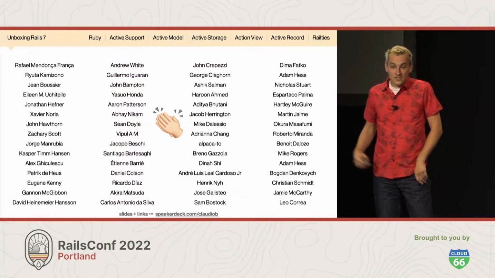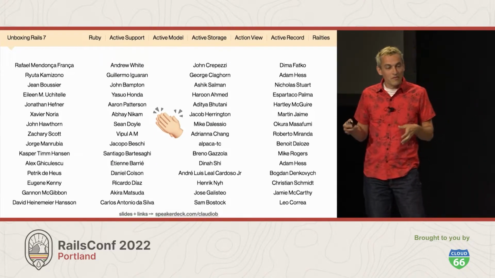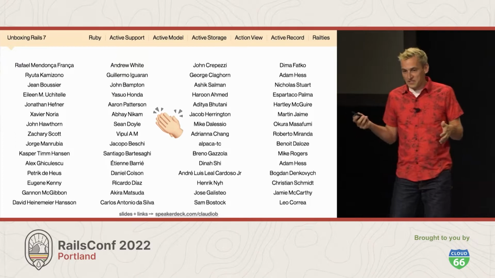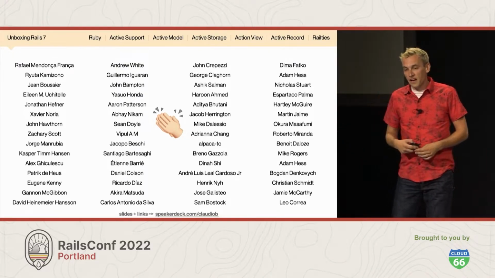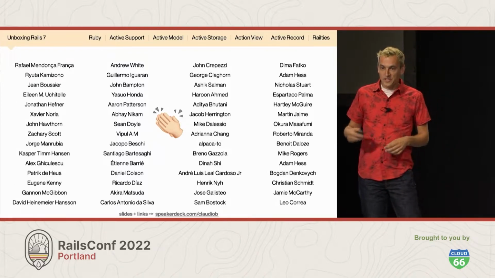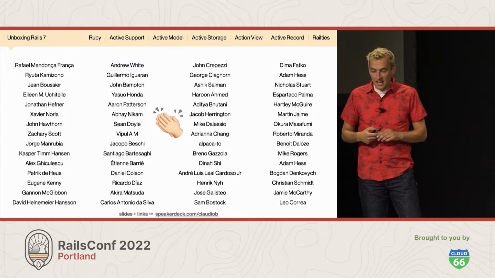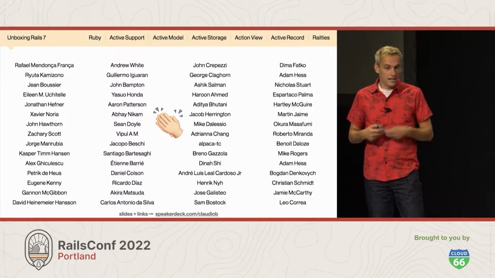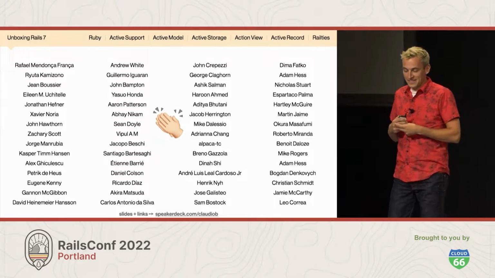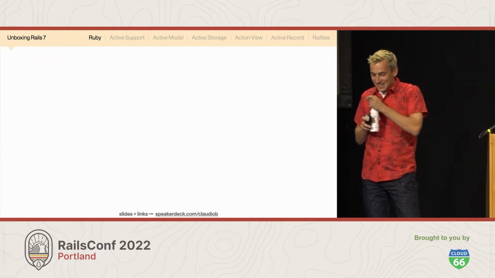So the structure of this talk, I'm just going to go library by library to give you some overview of what has changed. And I will start with Ruby, then Active Support, Active Model, Active Storage, Action View, Active Record, and Rails ties. And for each change, there is a number, which is the PR or the commit, and then you can go and explore a little more. And so I'm going to get started.